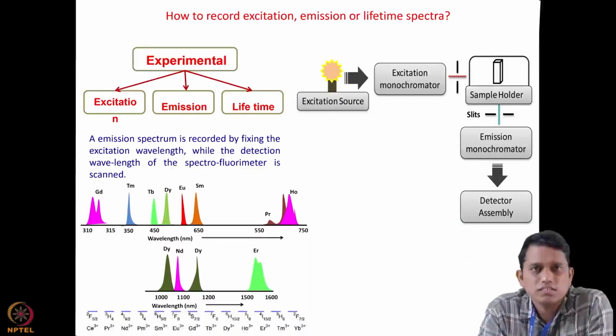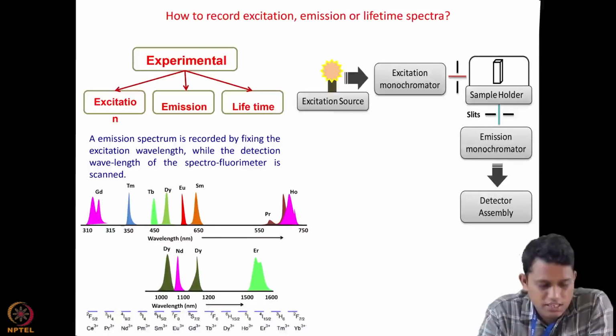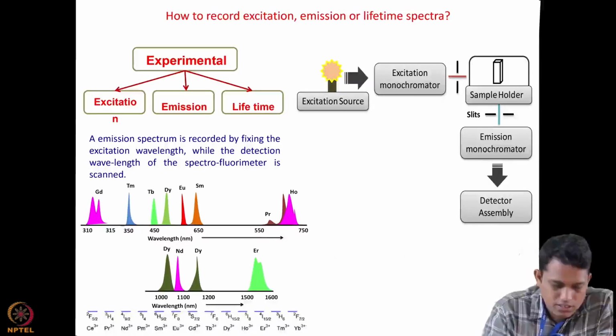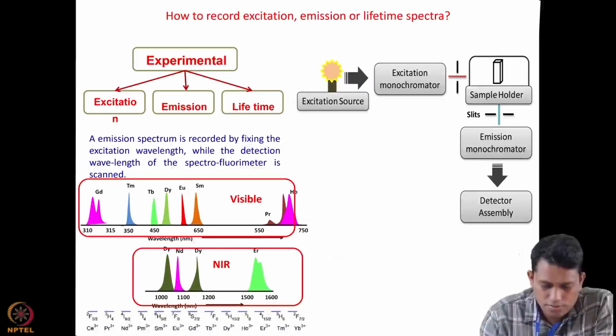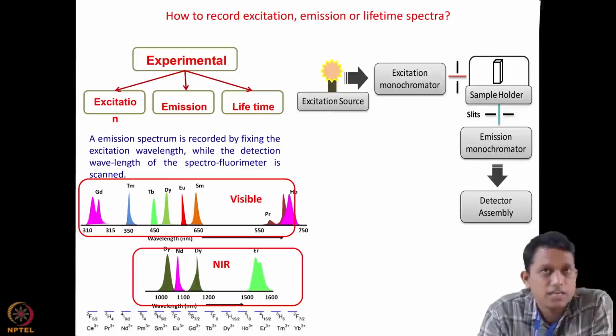So let us first understand how one records the excitation spectra or the emission spectra, before going to study europium spectra in detail. Here I have given you some of the emission spectra of different lanthanides, and you can see that many of the lanthanides do emit in the visible region. You can see this region or this region. Some of them basically emit in the NIR region also.